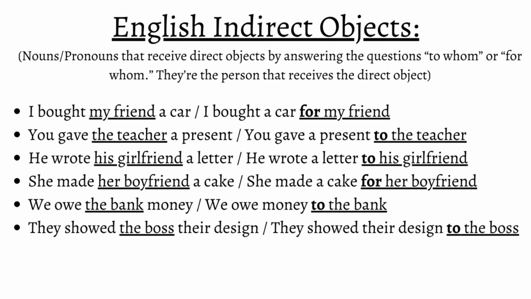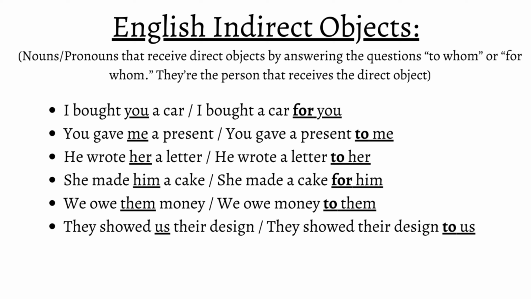Going back to the previous examples, we can again rewrite all of these with pronouns so that they are visible and understandable. Having indirect object pronouns, the phrases will look like this: I bought you a car. I bought a car for you. You gave me a present. You gave a present to me. He wrote her a letter. He wrote a letter to her. She made him a cake. She made a cake for him. We owe them money. We owe money to them. They showed us their design. They showed their design to us.